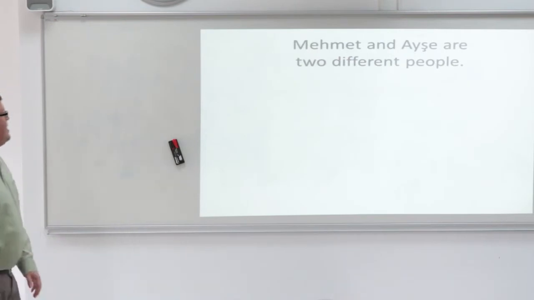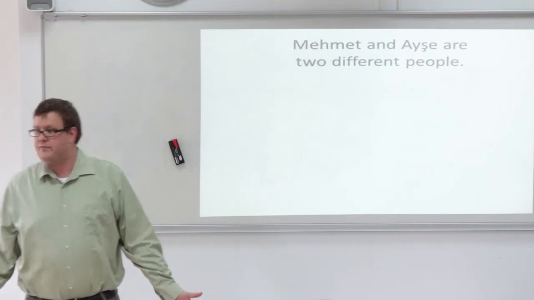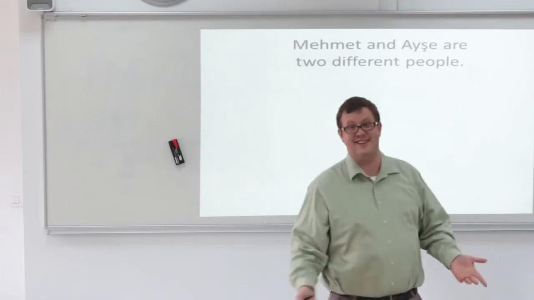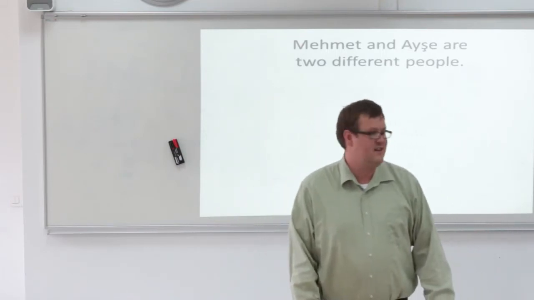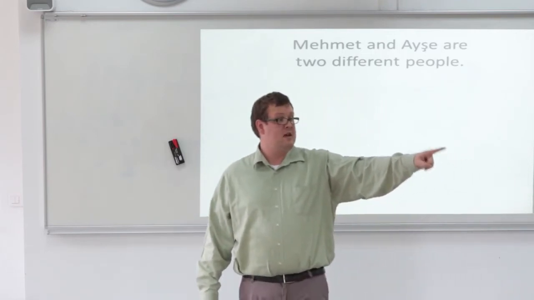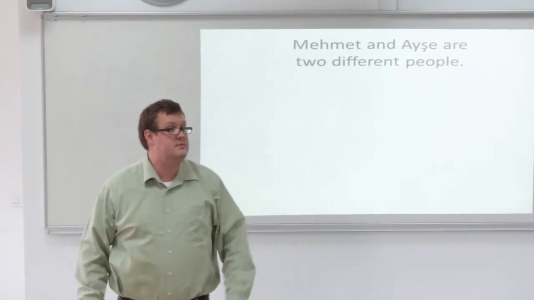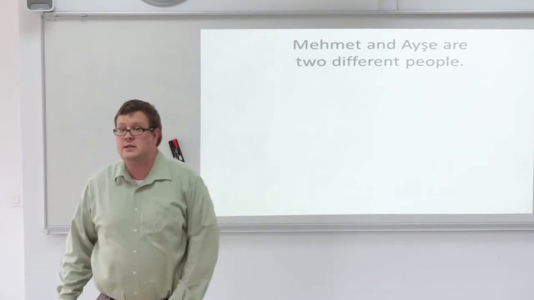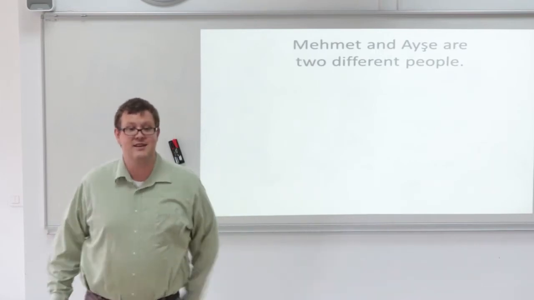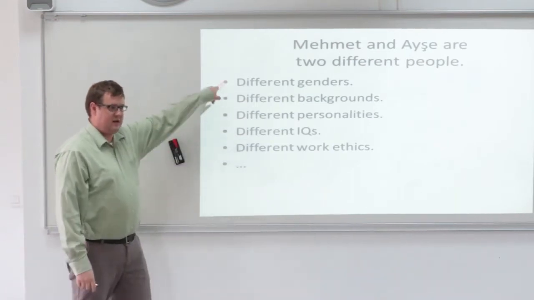So the question of why, Mehmet, as she said, and Aisha are different people. What do we know about different people? They have different scores. They have different abilities. Different education. Different perceptions. Different personalities. Different gender. Yeah, Mehmet and Aisha, they are different genders.